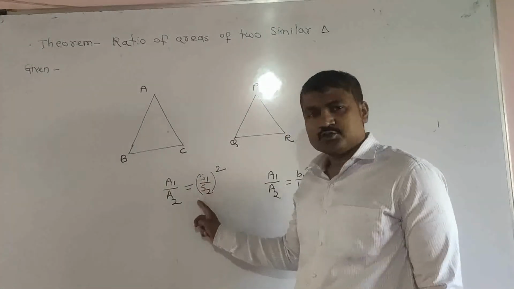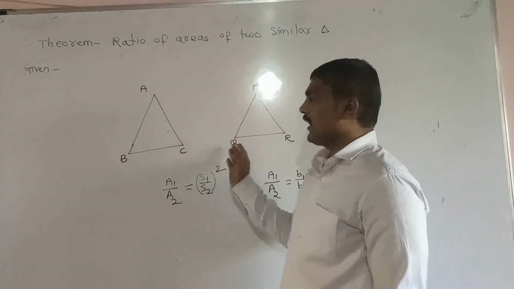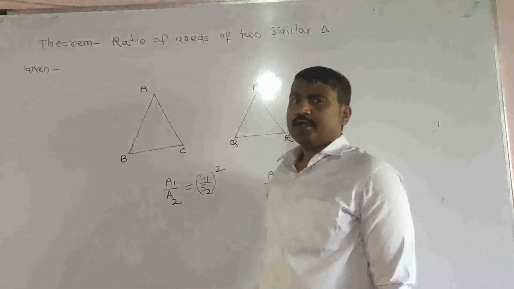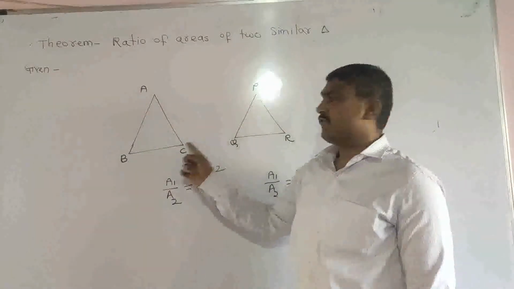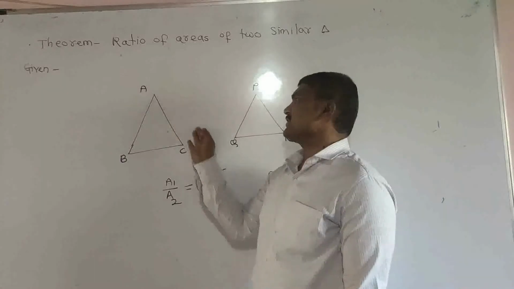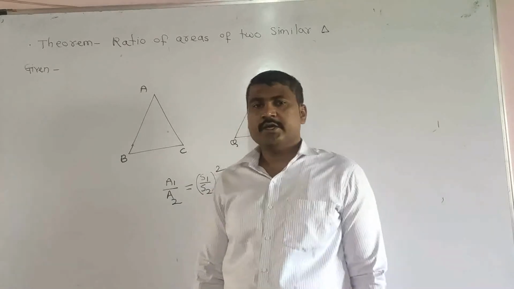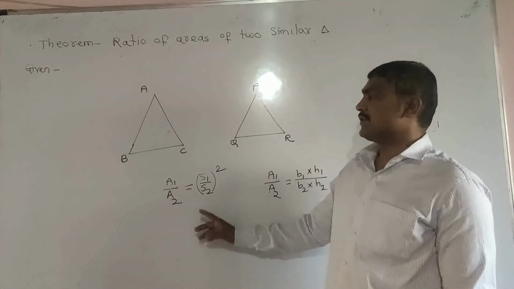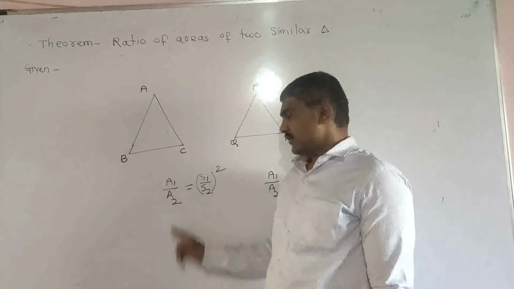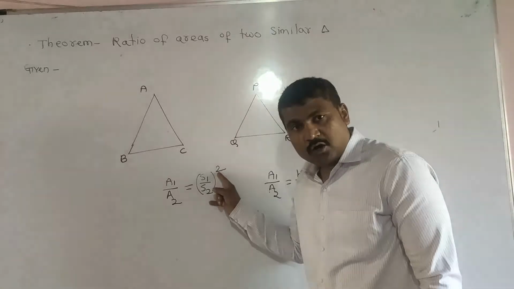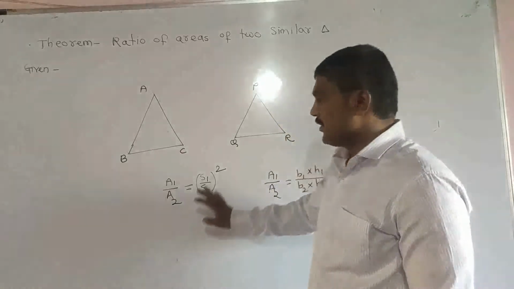Okay, so S1 and S2 are the corresponding sides of the given two triangles. So in the given two triangles, when you write side AB, then we write side PQ. AB, PQ. Afterward BC, QR. Then AC, PR. You can write any corresponding sides. Okay. So the statement of the theorem is: when two triangles are similar, then the ratio of their areas is equal to the square of the ratio of their corresponding sides. This is the theorem which we have to prove here.